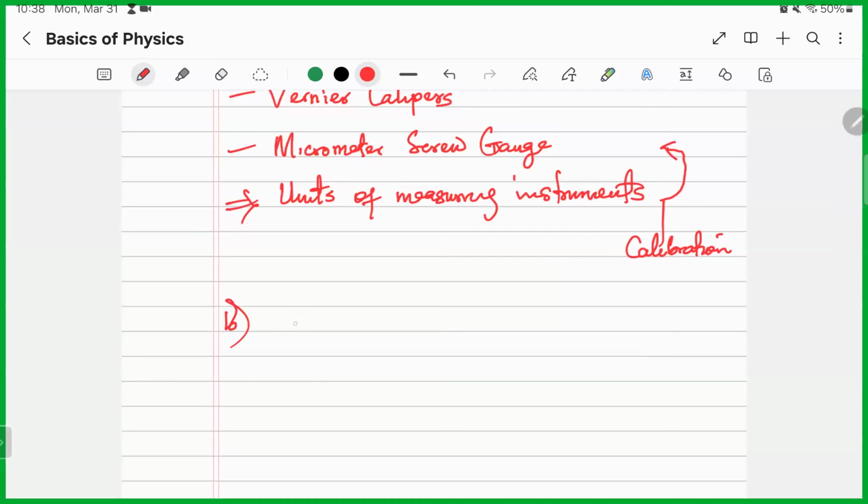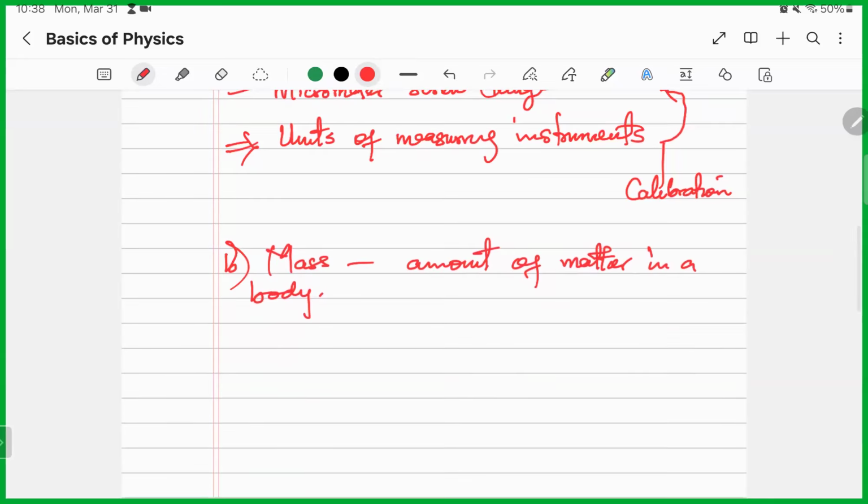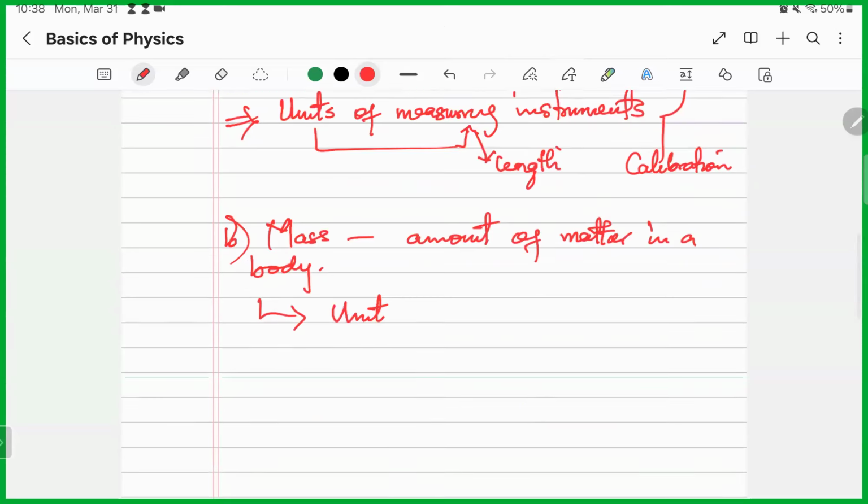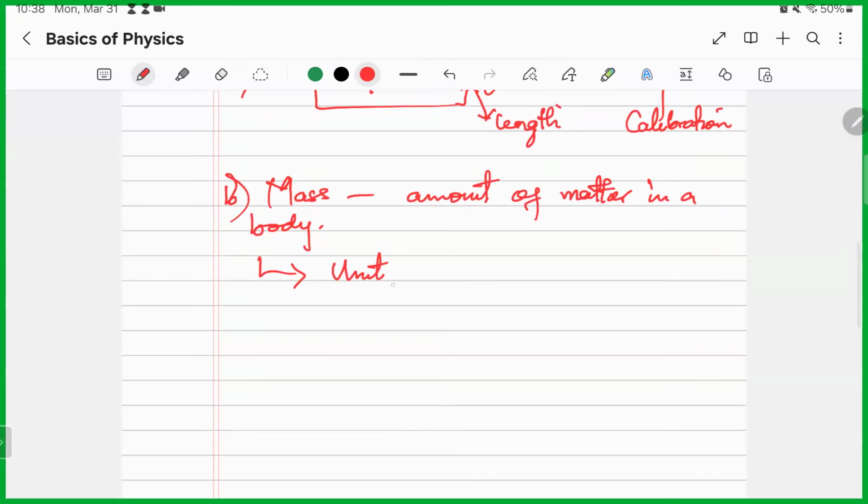We speak of mass. Mass is another terminology. We popularly know that mass refers to the amount of matter in a body. This is just basic knowledge. So when we talk about the concept of mass, we talk about the unit of mass. When I say unit of measuring instrument, I mean with respect to length. So I'm talking about the unit of length because we just spoke about length. Now here we talk about the unit of mass. Don't worry, we'll talk about that.